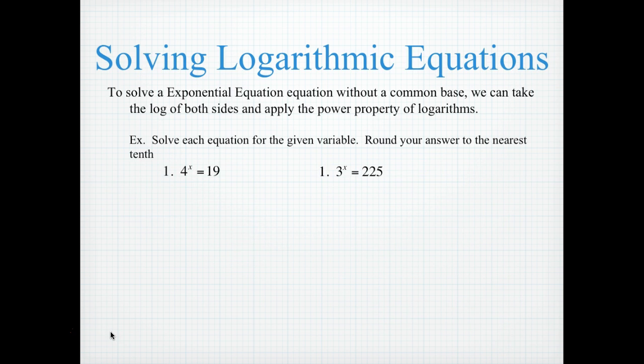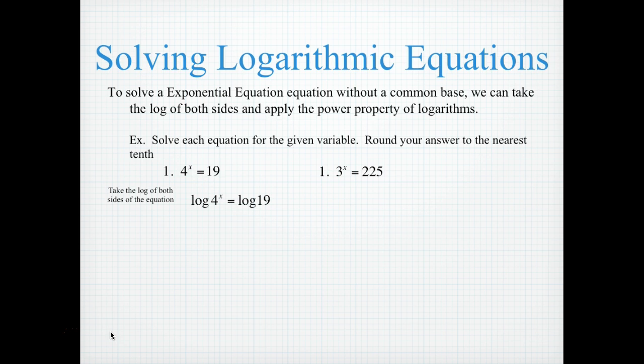To solve an exponential equation without a common base, we can take the log of both sides and apply the power property of logarithms. So here we're going to solve each equation for the given variable, and we're going to round our answer to the nearest tenth. So we have 4 to the x is equal to 19. Notice the left and the right side cannot be expressed using a common base. So our method here is to take the log of both sides.